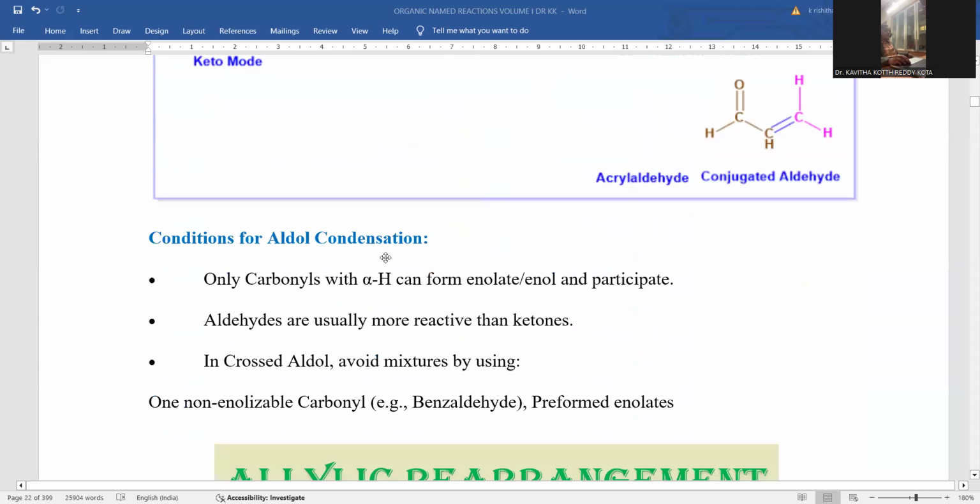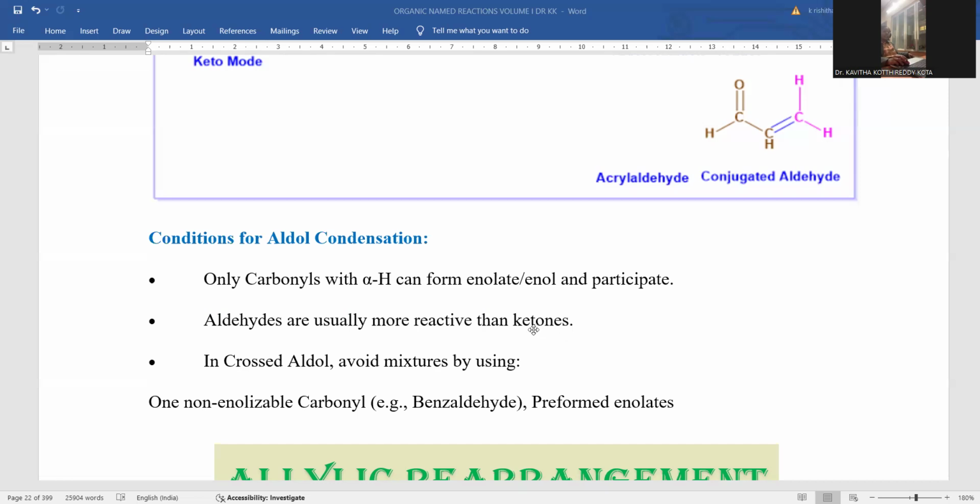Conditions for the aldol condensation. Aldol condensation is carried out under certain conditions only. Only carbonyls with alpha hydrogens can form enolate and enol and participate in this reaction. The compulsory condition to satisfy aldol condensation is that alpha hydrogens must be present within the molecule. Aldehydes are usually more reactive in comparison to the ketone.